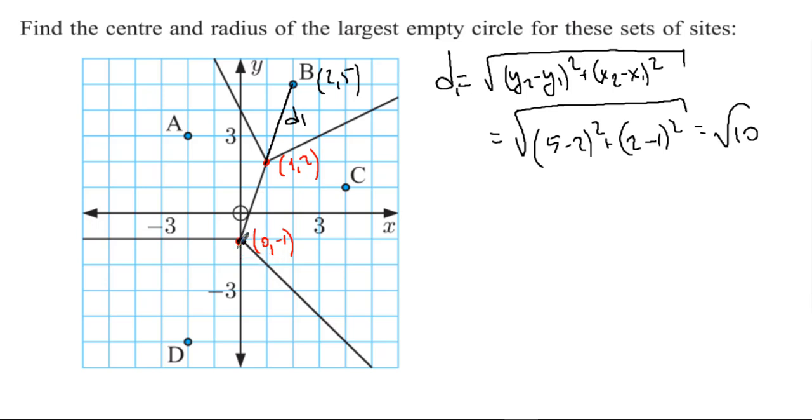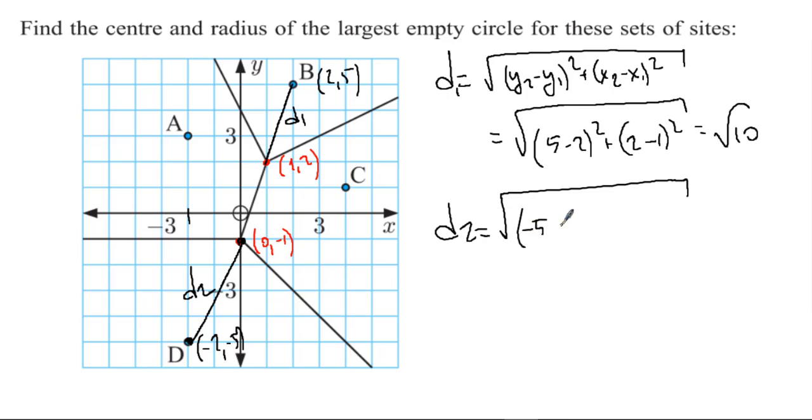And let's check with this vertex and D, or you can go with C and A, which are equidistant. Let's go with D2 and calculate it. D2 will be again the same square root. The location of this D2 is -2 and -5. So let me write directly. It will be -5 minus -1 squared plus -2 minus 0 squared. So it will be 16 plus 4, root of 20.